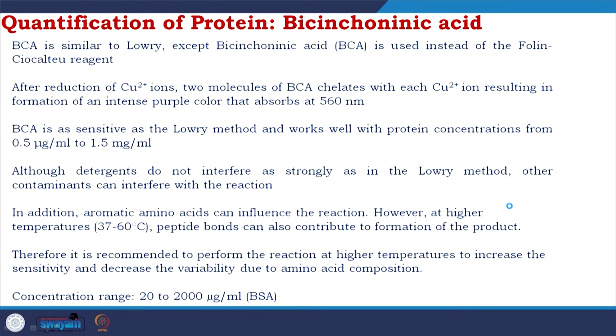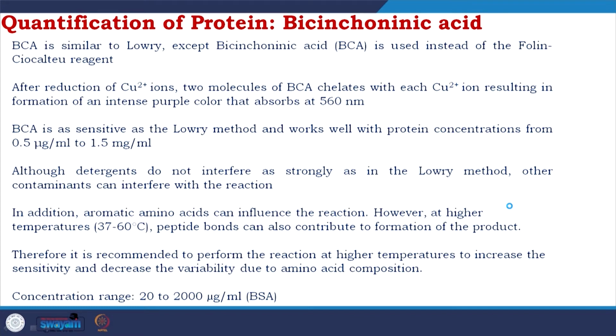Bicinchoninic acid, it is again similar to Lowry, except here the BCA is used replacing the Folin-Ciocalteu reagent. After reduction of copper ions, 2 molecules of BCA chelate with each copper ion, resulting in formation of an intense purple color that absorbs at 560 nanometer. This test is as sensitive as the Lowry method and works well with protein concentration from 0.5 microgram per ml to 1.5 milligram per ml.